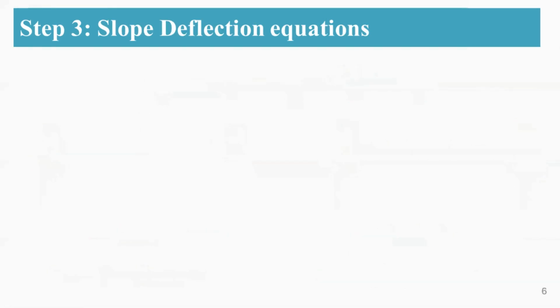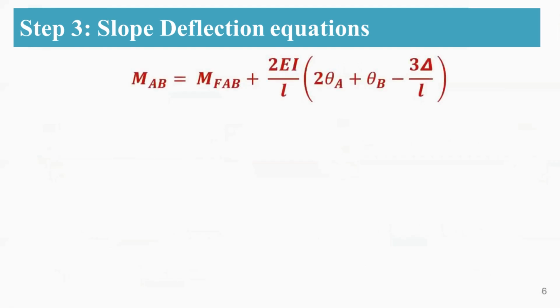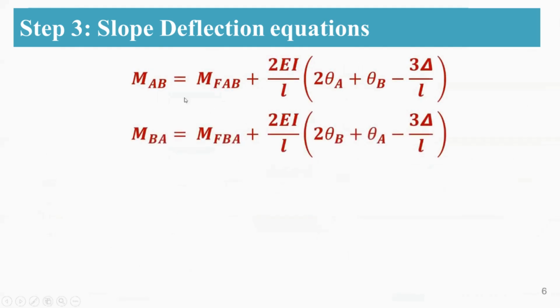Now coming to your next step, that is the slope deflection equations. These are the generalized equations for MAB and MBA. MFAB is nothing but the fixed end moment due to the external load. And this 2EI by L into 2 theta A plus theta B is nothing but the fixed end moment that is developed due to rotation. And this minus 6EI delta by L square is the fixed end moment that is developed due to the settlement. So together we have the complete equation.